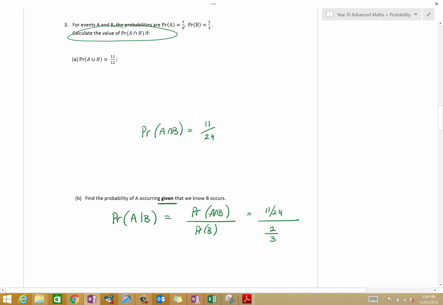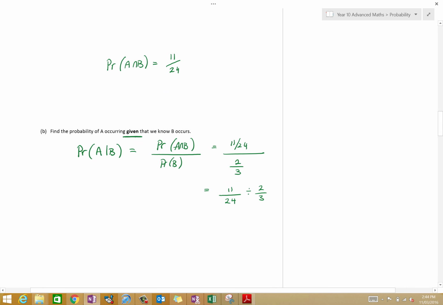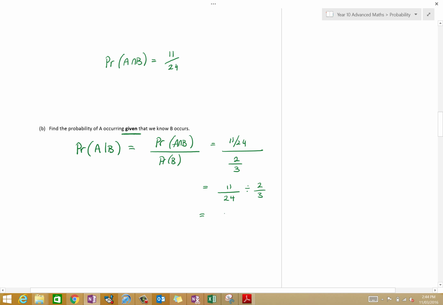Okay, now let's have a look at that. It looks a bit ugly, doesn't it? But let's do it this way if you like. This might be a little bit easier. 11 over 24 divided by 2/3. Let's change that divide to a multiply.